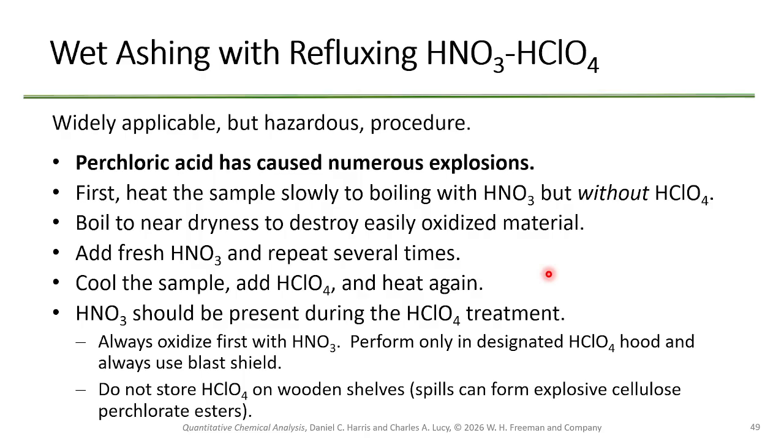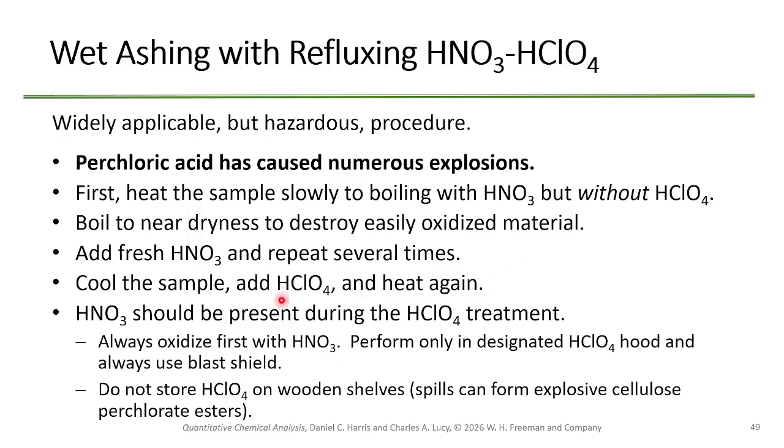First, you're going to want to heat the sample slowly to boiling with nitric acid, without the perchloric acid. Boil to near dryness to destroy easily oxidized material, because nitric doesn't blow up when you boil it to dryness. Then you add fresh nitric acid and repeat that several times so you can make sure you've reacted away everything. Then you cool your sample. Then you would add perchloric acid and heat up again. And so nitric acid would be present during the perchloric acid treatment.